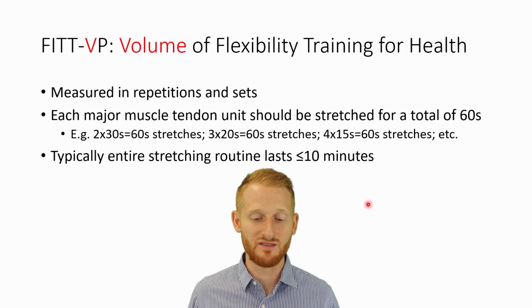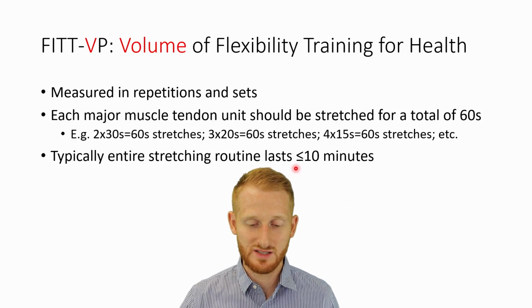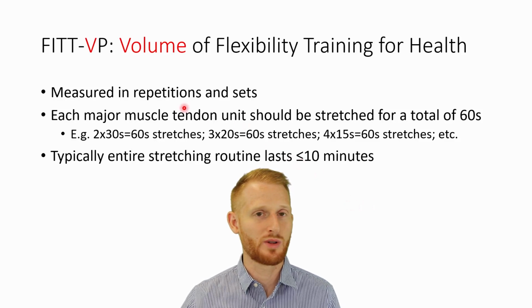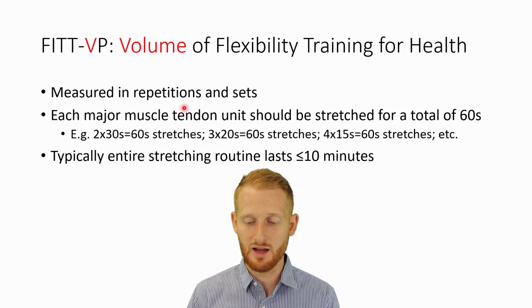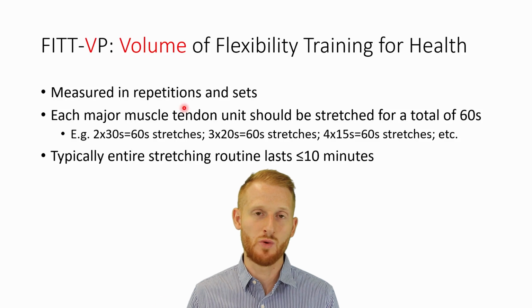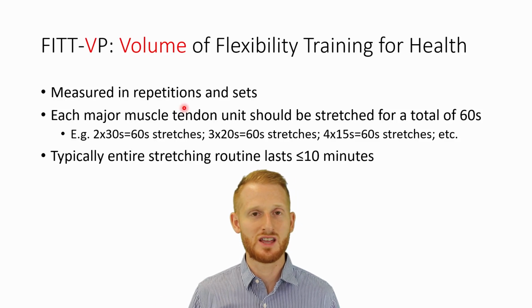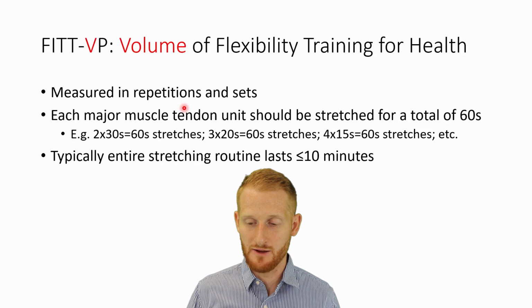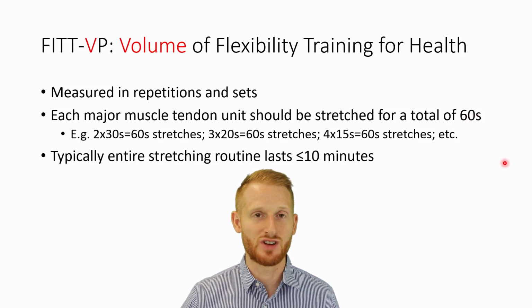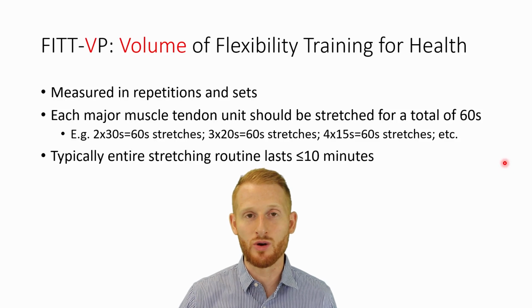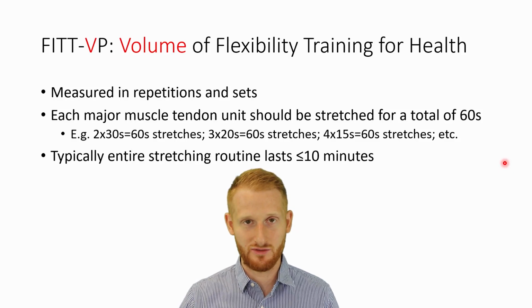Okay, on to the volume portion of the FITT-VP principle. So this is going to be you kind of totaling up the sets and repetitions of a particular stretch and how much total time you want to do a single stretch for. So again, let's say you're doing like a hamstring stretch. What you really want to do is you want to total up at least 60 seconds of stretching that hamstring. All right, if you get at least 60 seconds in, you're going to typically have an improvement in flexibility over time with consistent flexibility training.